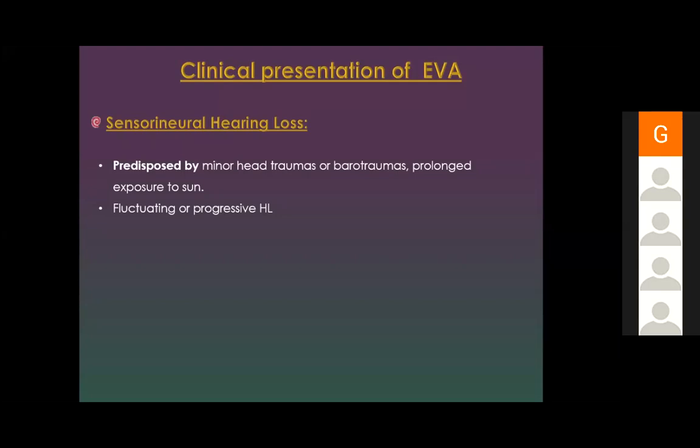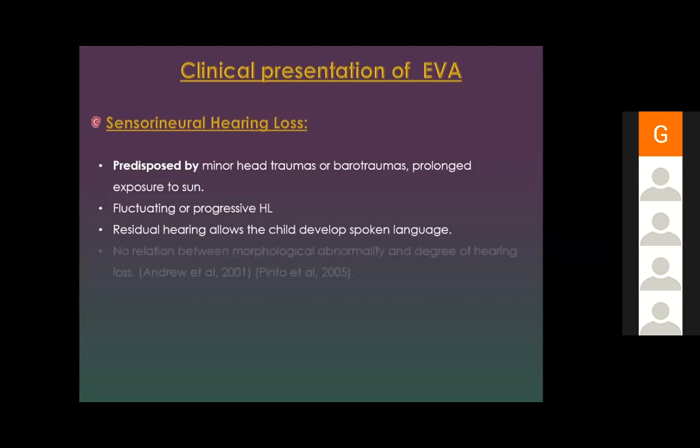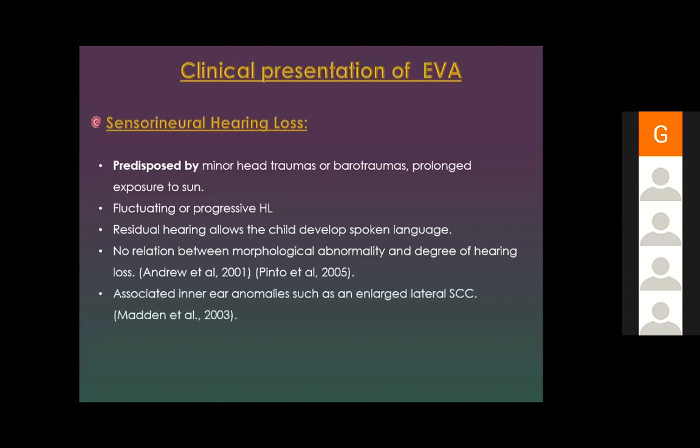Sensorineural hearing loss may be fluctuating or progressive, but residual hearing, fortunately, allows the child to develop spoken language. It is reported that there is no relation between the morphology or dimensions of a vestibular aqueduct and the configuration or degree of hearing loss. Associated inner ear anomalies, such as an enlarged lateral semicircular canal, were also reported. As mentioned, multiple anomalies may coexist with each other.